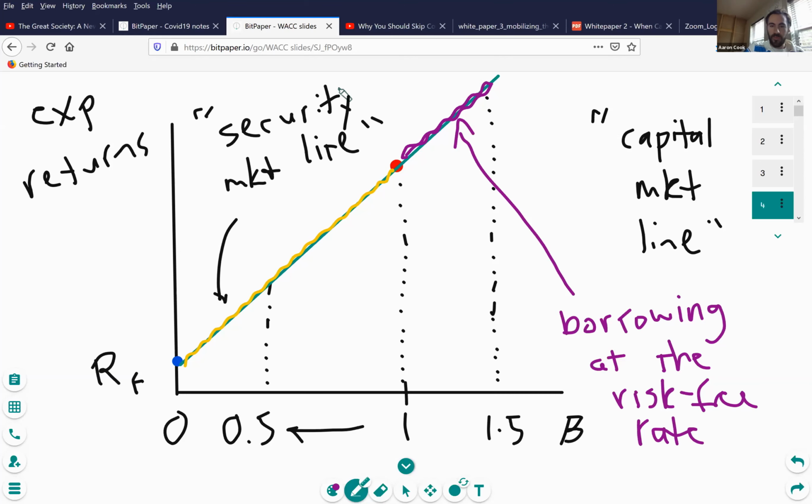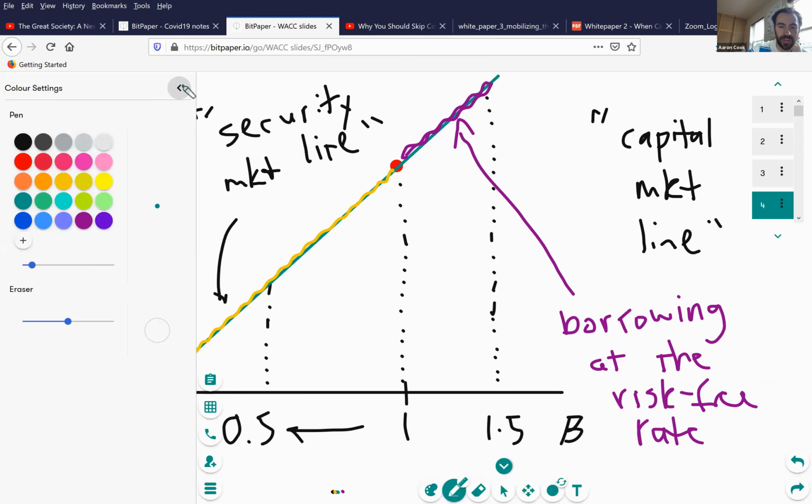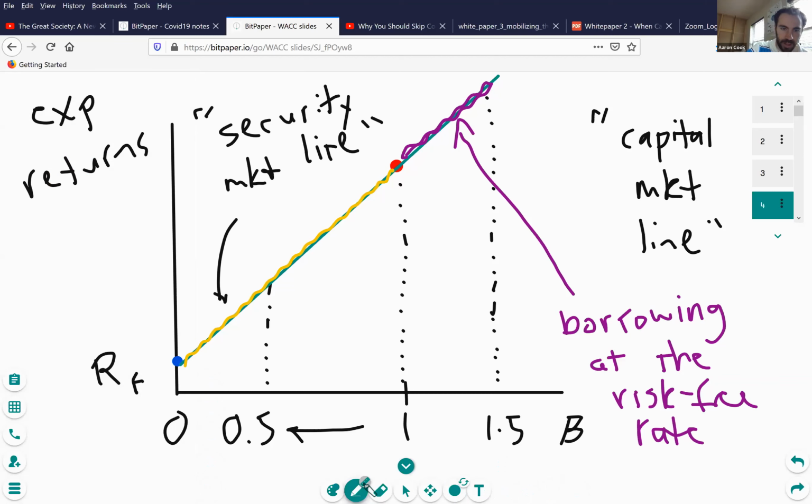So the fact that you always have the opportunity to achieve any combination of risk and return along this security market line, the teal line, which is composed of the yellow portion and the purple portion, but overall the teal portion represents any feasible combination. Right, so that's the security market line. The fact that you can always achieve any combination of risk and return along that line means that other assets have to be returning something similar to whatever you could get along that security market line.